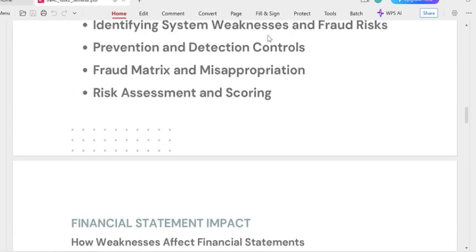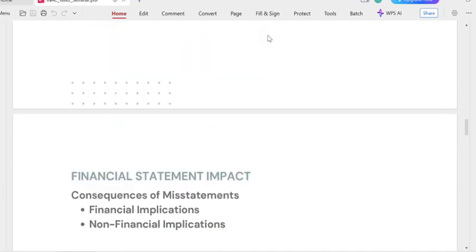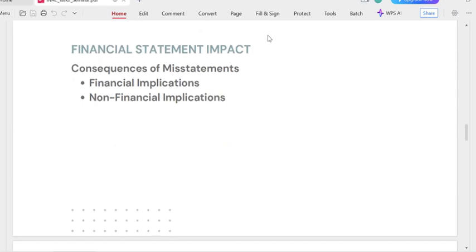All right, so what are we actually talking about? We are talking about the skills required to tackle task 2. The first skill we need is to understand the impact of any fraud on the financial statements. In financial statement impact, we have other consequences as well. Along with the financial implications, we have non-financial implications as well.